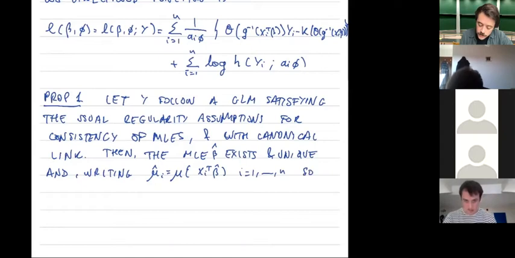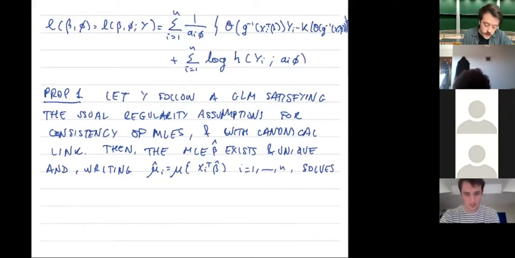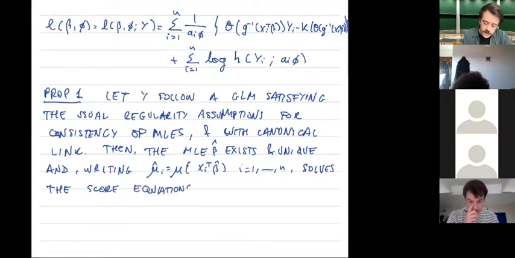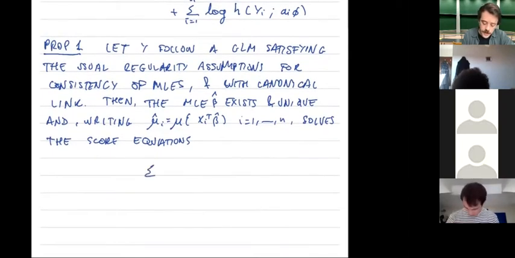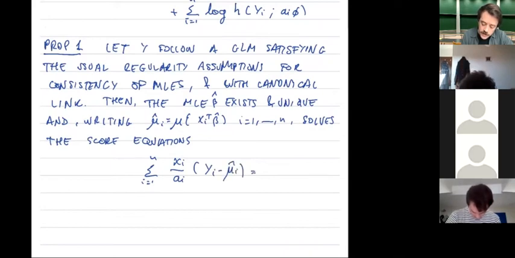This guy, the MLE, solves the so-called score equations. And these are given by the sum from i equal 1 to n of x_i over a_i times y_i minus mu_i hat being equal to 0. Okay, so remember that the x_i is a vector of p components, and so therefore we have p equations embedded in this expression, right?